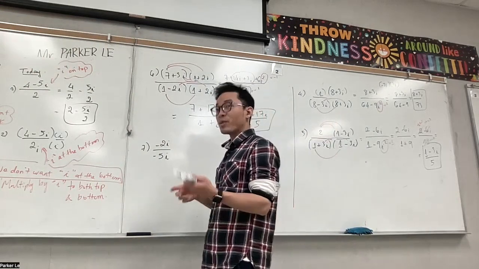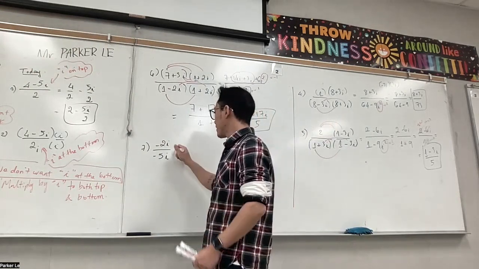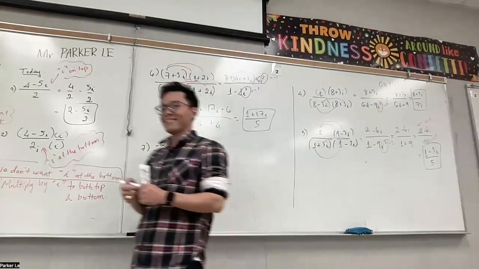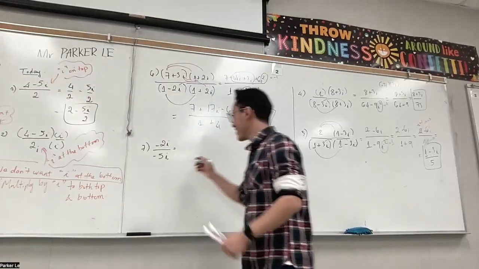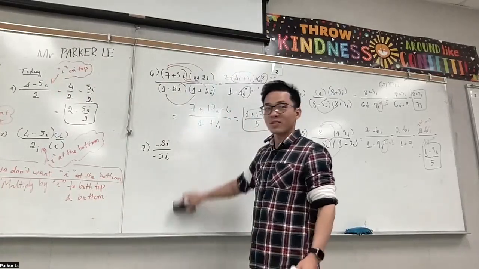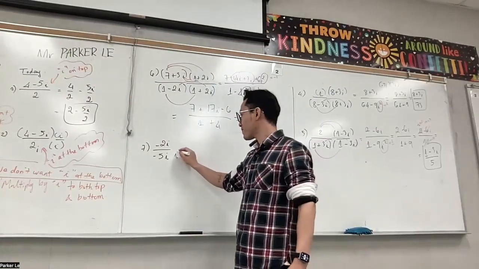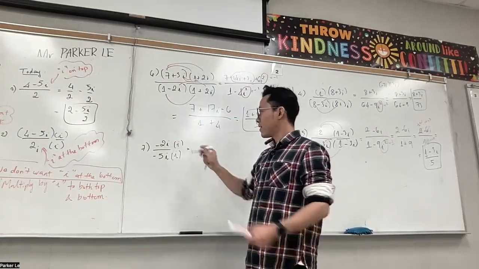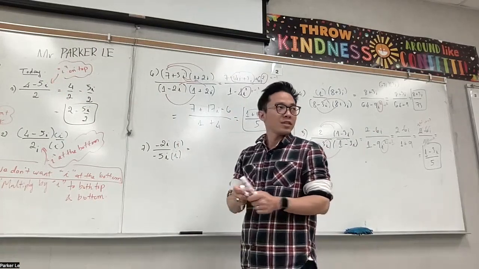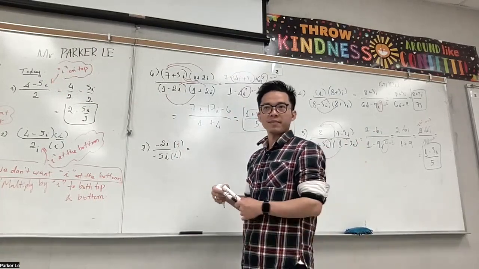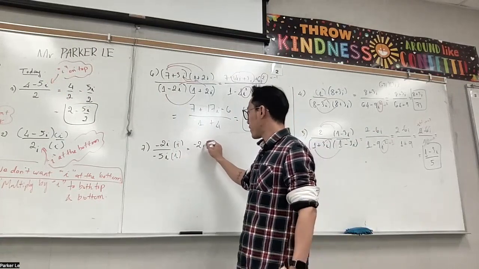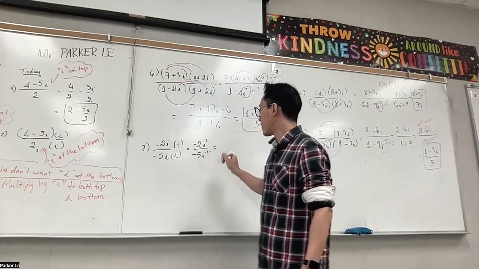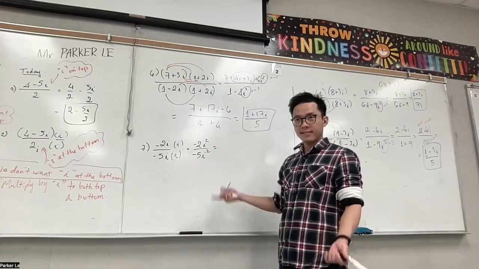Do it by i, very good. Let's do it by i. Don't write yet. What happened to the top? Negative 2i squared, very good. What happened to the bottom? Negative 5i squared. Okay, i squared is negative 1.